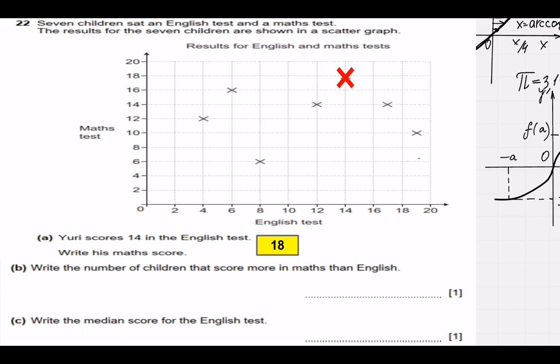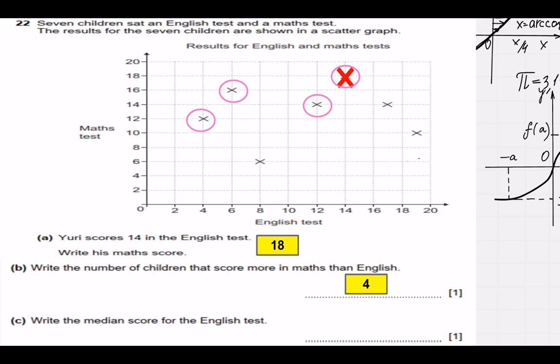Write the number of children that score more in math than English. Let's check. The first one, 4 in English, 12 in math. We need more in math, so I will count this one. 6 and 16, yes, more in math. 8 and 6, no, this is not counted. 12 and 14, 14, 18, yes. 17, 14, no. 19, 10, no. So I have only 4 that get more in math than in English.